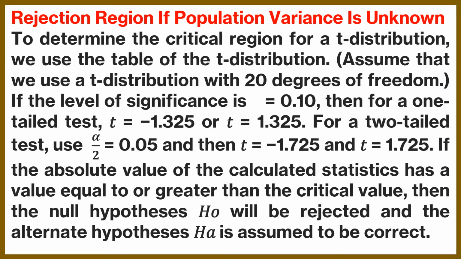Okay, so kung kanina under 0.10, ngayon under 0.05 significance level yung ating gagamitin. So at 0.05, ang makukuha natin critical value for t-distribution is negative or positive 1.725. If the absolute value of the calculated statistic is equal to or greater than the critical value, then the null hypothesis will be rejected and the alternative hypothesis is assumed to be correct. So i-reject natin yung null, i-accept natin yung alternative hypothesis.